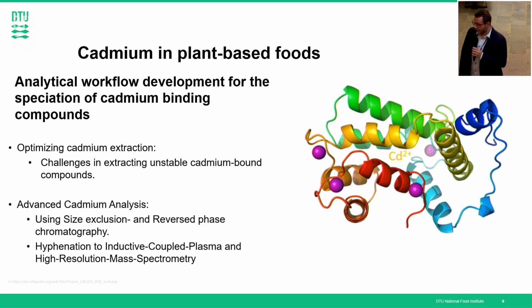For the analysis itself, I'm using size exclusion chromatography, which separates the compounds based on size, and reverse phase chromatography, where the separation is based on the hydrophobicity of the compounds. For measuring those compounds, I'm using inductively coupled plasma mass spectrometry for the elements, so for the metals, and high resolution mass spectrometry for the proteins, for example.